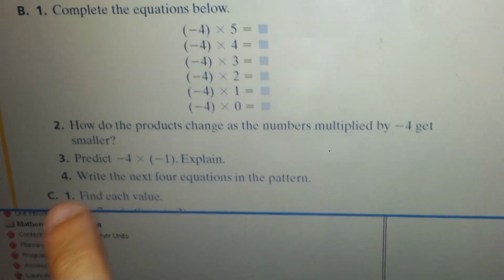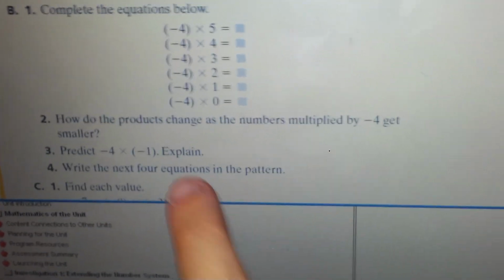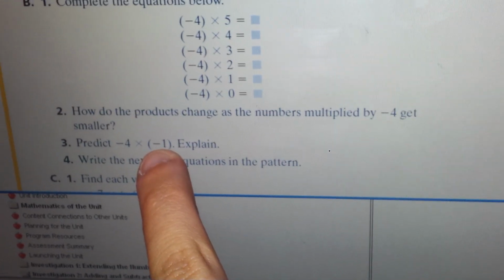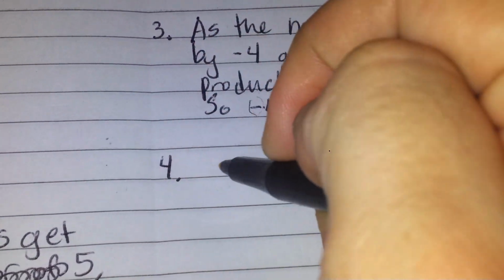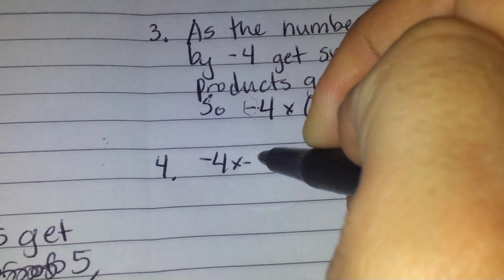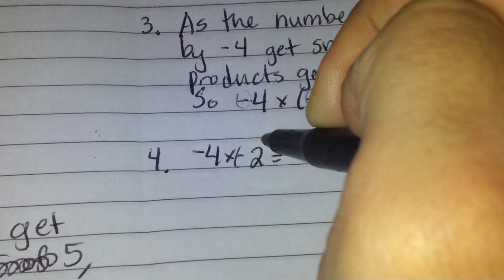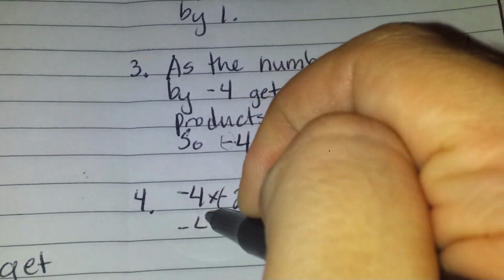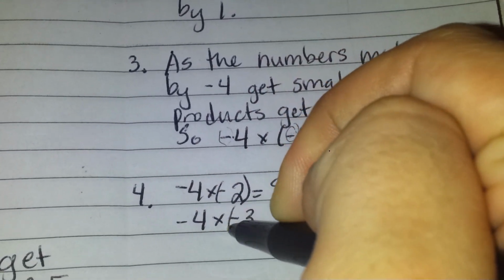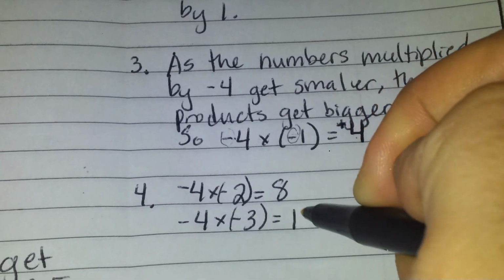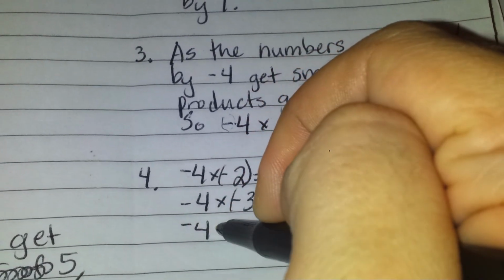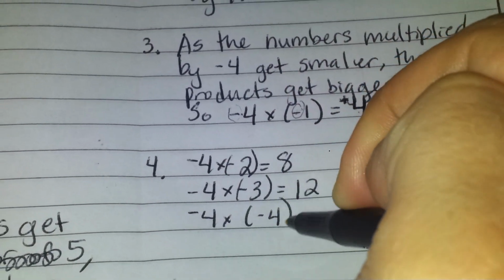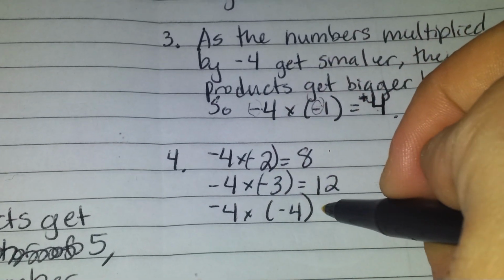Write the next 4 equations in the pattern. We can do that. Let's start after negative 4 times negative 1. So if I write the next 4 equations, that would be negative 4 times negative 2 equals, well, it's got to be bigger by 4, so that would be 8. Negative 4 times negative 3 equals 12. Negative 4 times negative 4 equals, well, you know this one, 4 times 4 is 16.